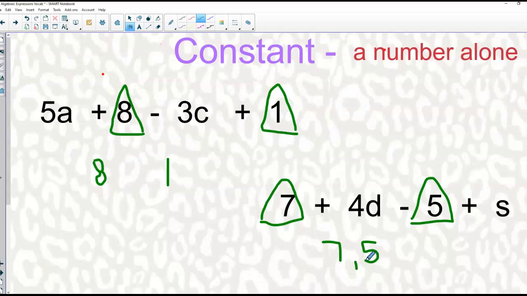Okay, so we've been through all 4 terms. So we are going to try and put this all together right now.